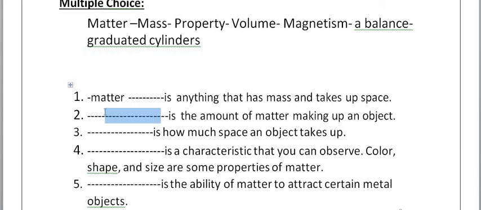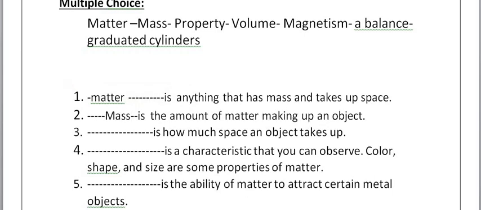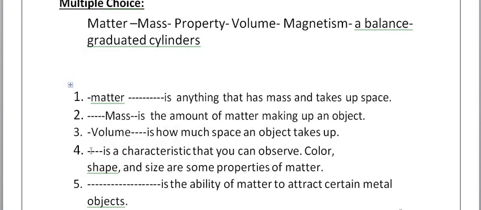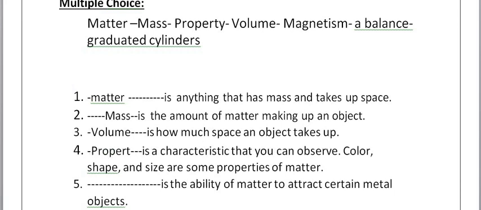Okay, what is the amount of the matter making an object? It's a mass. Amount of matter means the mass. Okay, what is how much space an object takes? It's a volume, right? Okay, this question I said in the first revision. What are the characters that you can observe? I said that the color and shape and size are called a property, and it's a physical property and not a chemical property. If you remember number 11 in the MCQ in the revision sheet. Okay, so this will be property.